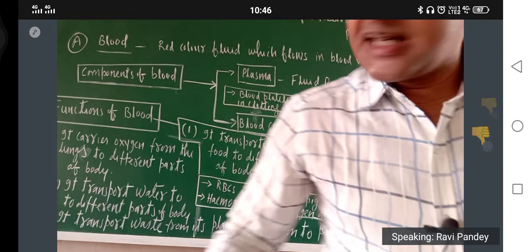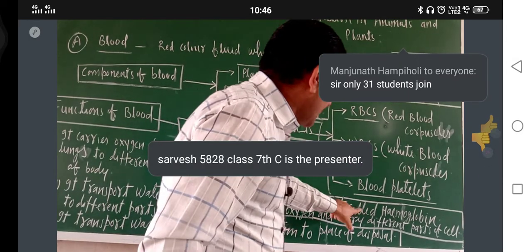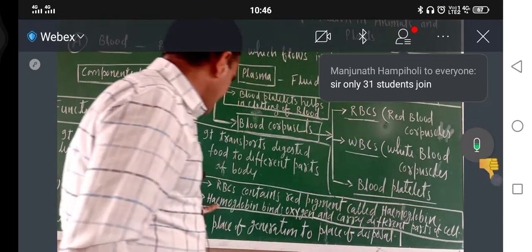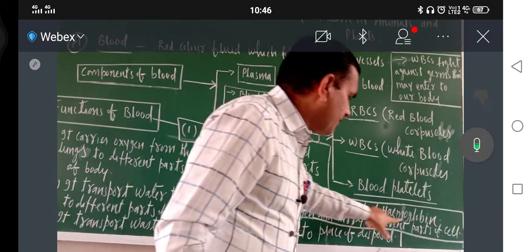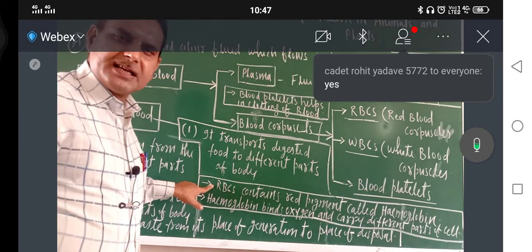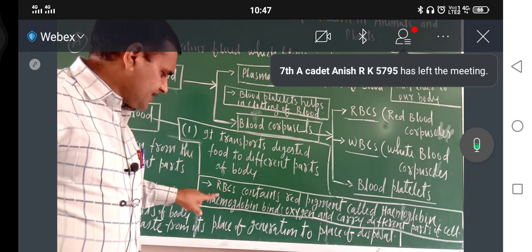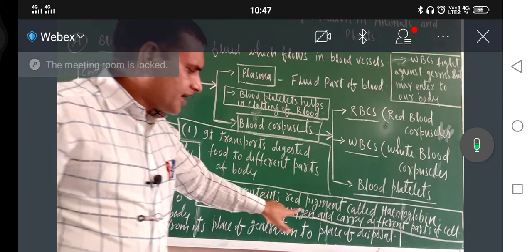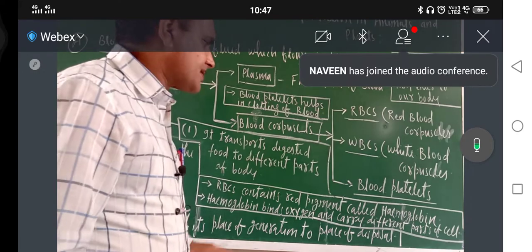So RBCs contain the red pigment called hemoglobin. Hemoglobin binds oxygen and carries it to different parts of the body. So the function of RBCs I wrote here only. What is the function of RBC? RBC binds oxygen from the lungs and carries it to different parts of the cell.